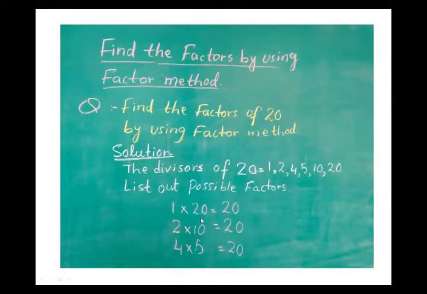Here 1 and 20 are factors of 20. Here the factors 2 and 10 make 20. Here the factors 4 and 5 are equal to 20. And we can also list out the factors in which 20 into 1 is equal to 20, which is the reciprocal of this factor, and 10 into 2 is equal to 20, which is also the reciprocal, and 5 into 4 is equal to 20, which is also the reciprocal of 4 into 5 is equal to 20.